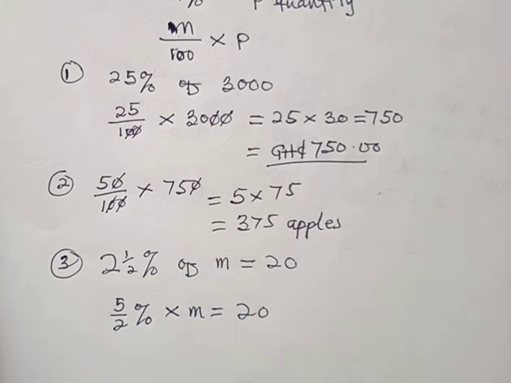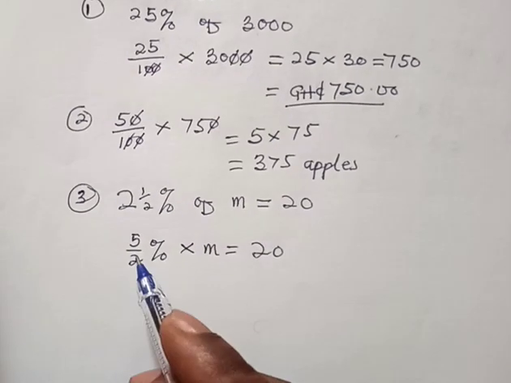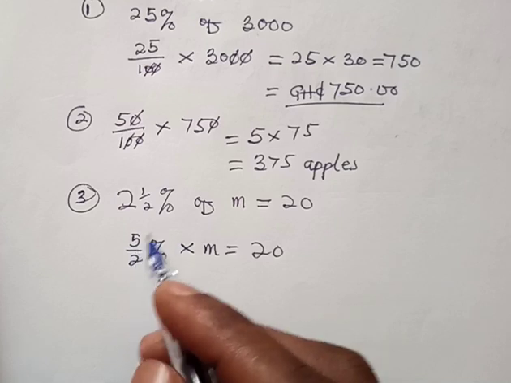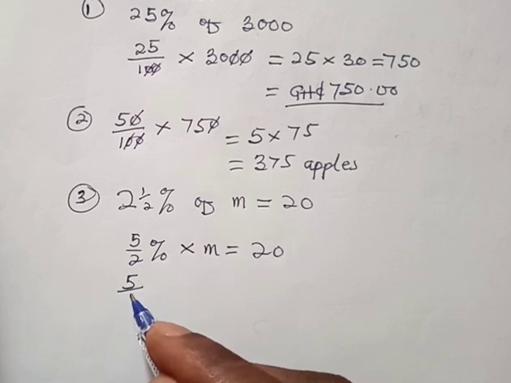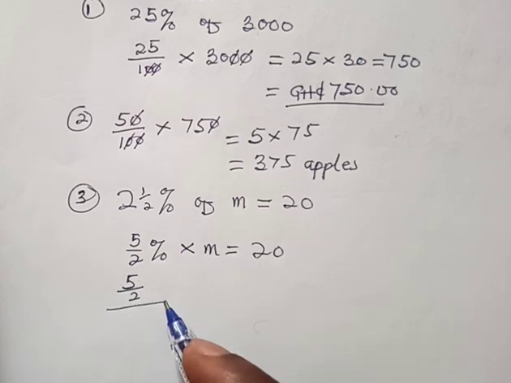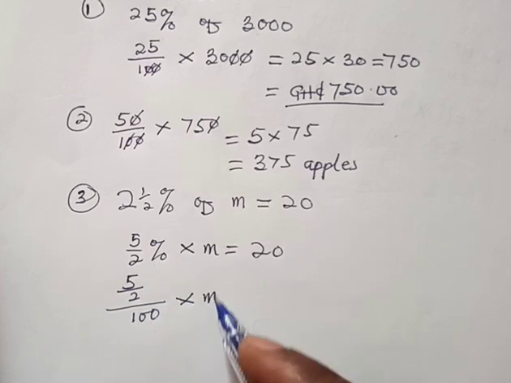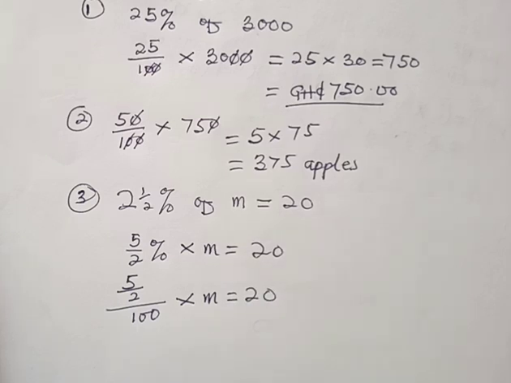'of' means what? Times, in the case of percentages. All right, great. So how do we do this? We say that whatever percentage you are given, change it to fraction. So we know that this is 5 on 2, all divided by 100, because it is percentage, times M is equal to 20. Great. Now, you see that this is also fraction again. So I can work this out.